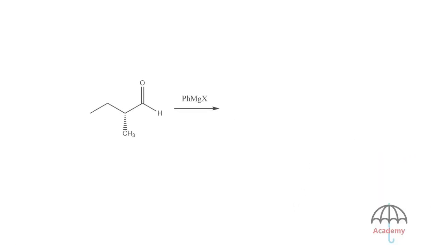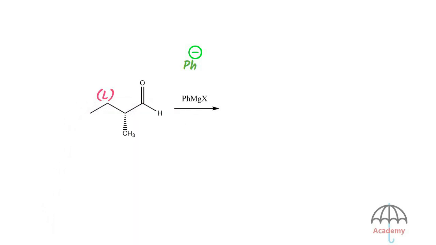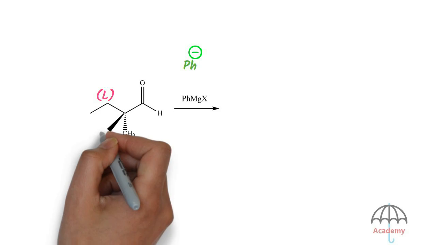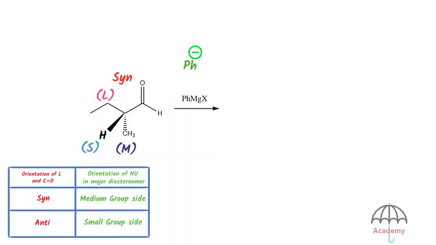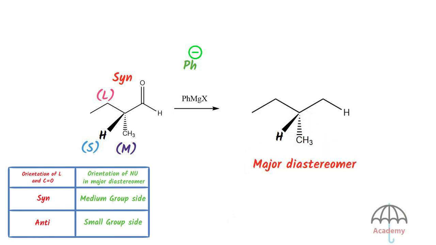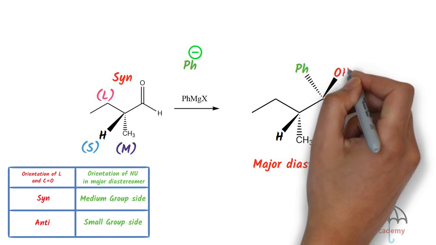Consider this aldehyde treated with phenyl magnesium halide. The nucleophile is phenyl anion. Ethyl is large group, methyl is medium group. There must be hydrogen on wedges, which is small group. The large group ethyl is syn to carbonyl oxygen. Therefore major diastereomer can be written as: the nucleophile phenyl is written on medium group side which is on dashes. So hydroxyl will be on wedges.